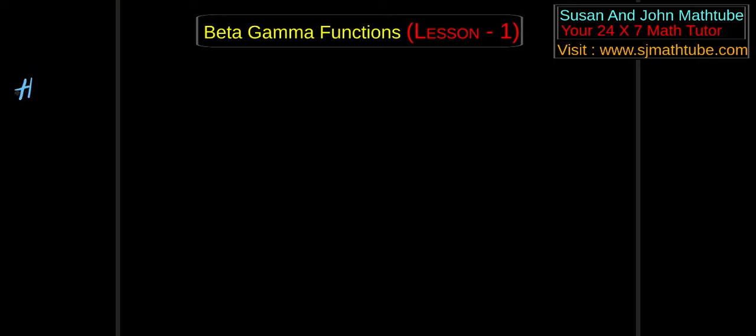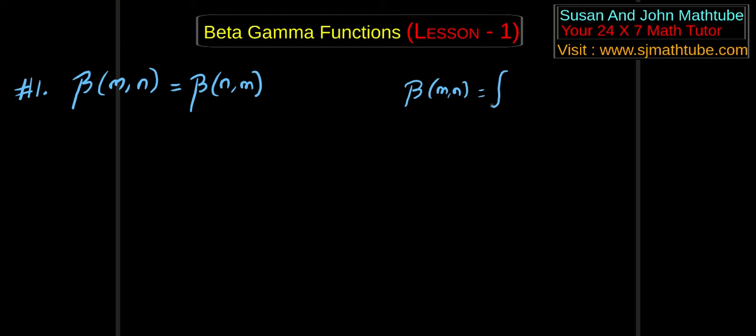And property number 1, beta m n is the same as beta n m. Okay, I'll give a rough idea how this works. What is beta m n? Isn't it an integral? Yeah. Integral 0 to 1 x power m minus 1, 1 minus x the whole power n minus 1 dx.